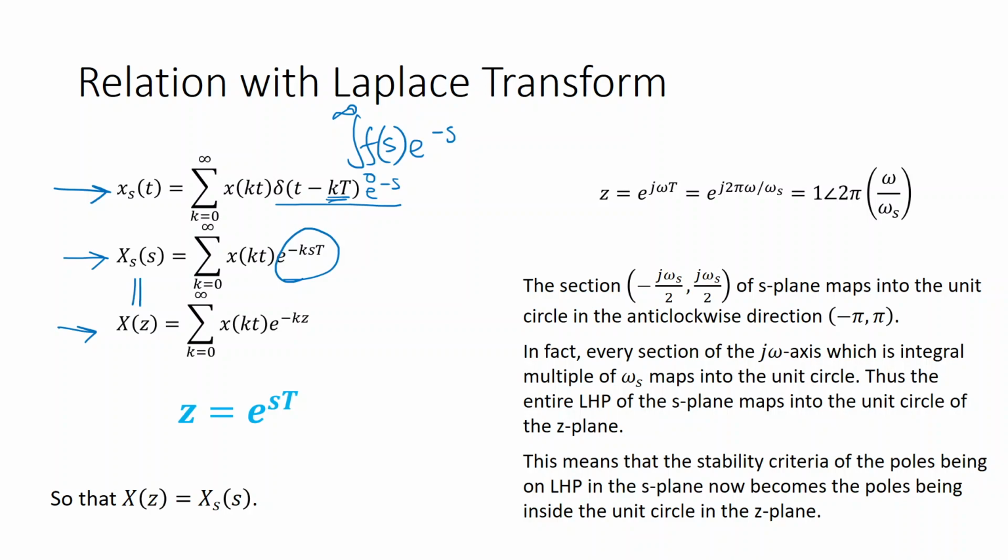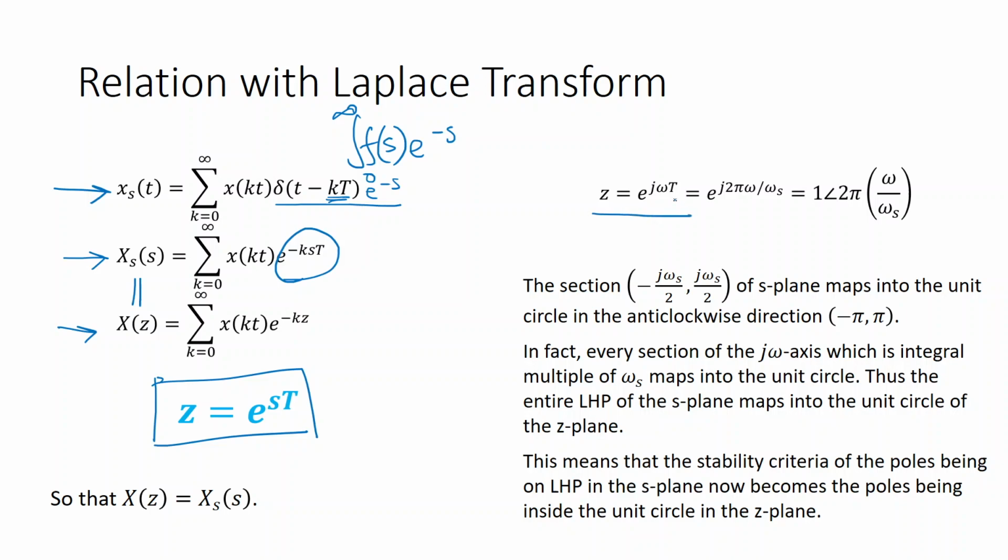So if you want to say this, then by looking at these two equations you can easily see that Z must be equal to e to the power of sT, where capital T is the sampling period. So this gives us a very important relationship and a very important understanding.